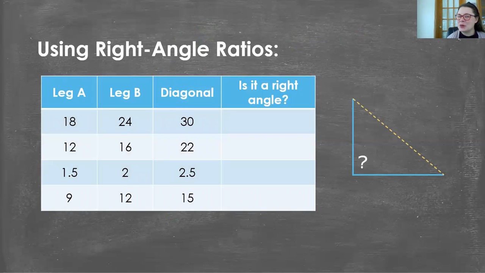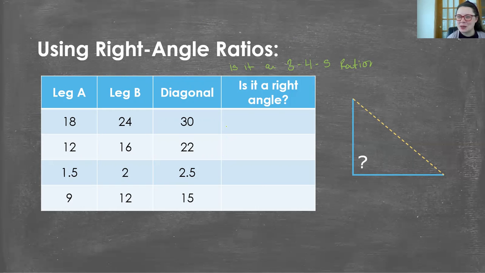All right, so using the right angle ratio, I've got 4 triangles listed. We have their legs listed, we have the diagonal listed, and I want to know, is this corner going to be a right angle? It's really simple. What I'm asking is, is it a 3, 4, 5 ratio? Okay. So we're looking for, is it a 3, 4, 5 ratio?